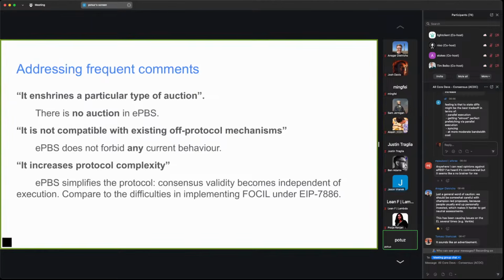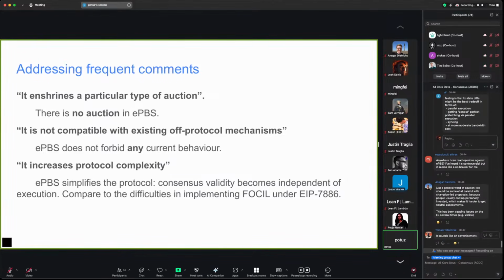That's just purely false. ePBS is compatible with anything that happens now because you can continue doing whatever you're doing now if you wish to. ePBS just allows you to do it in a different way, but you can still sign your blocks and your payload yourself and trust whichever external builder is going to produce a payload for you, if you just sign it blindly.